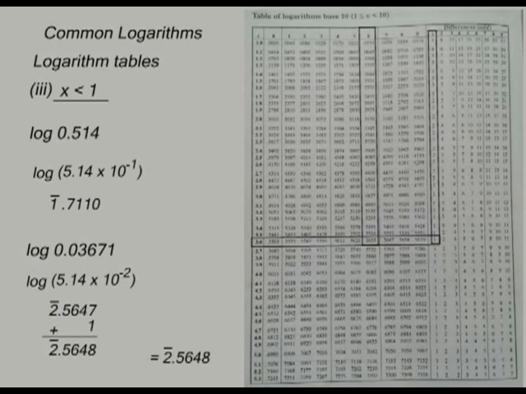In a logarithm, the integer part before the decimal is called the characteristic, and the decimal part is called the mantissa.